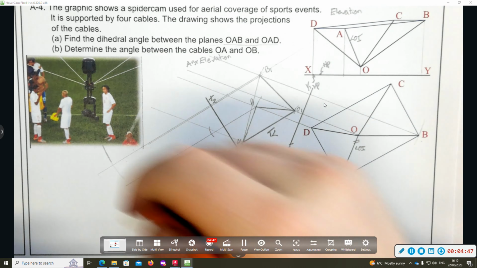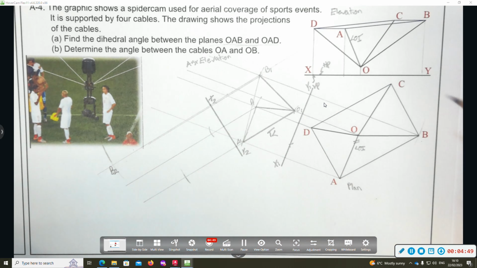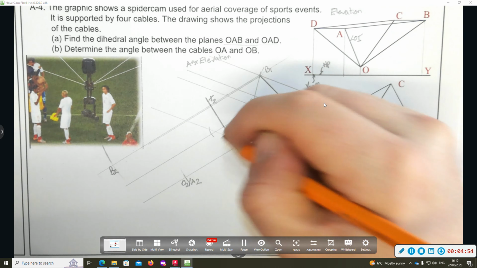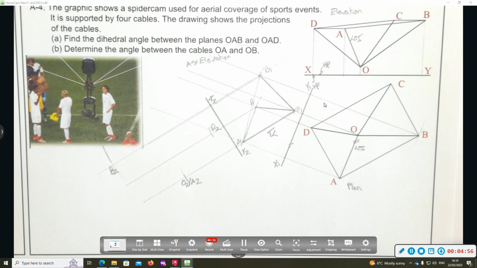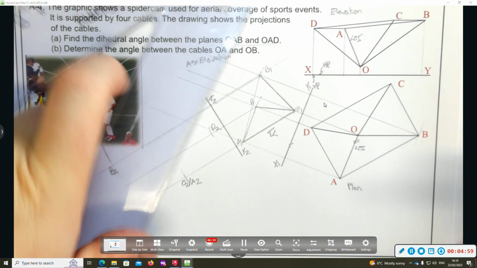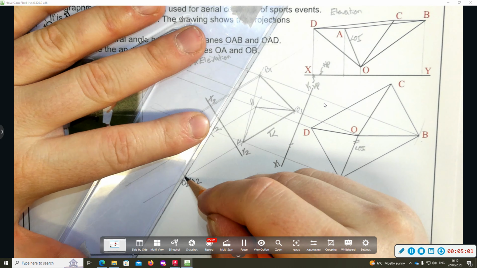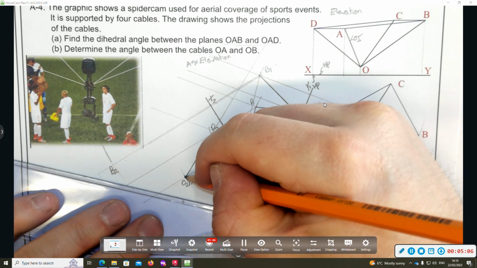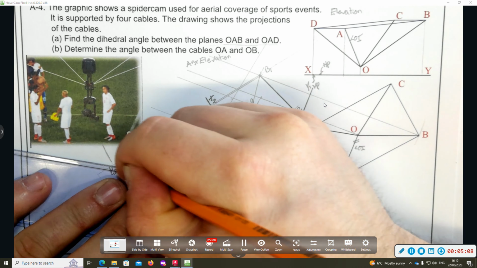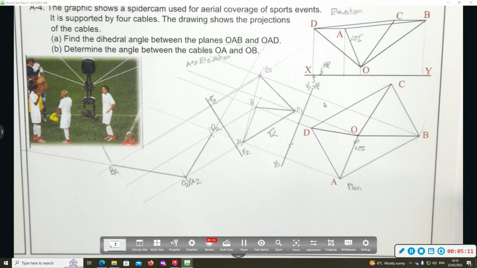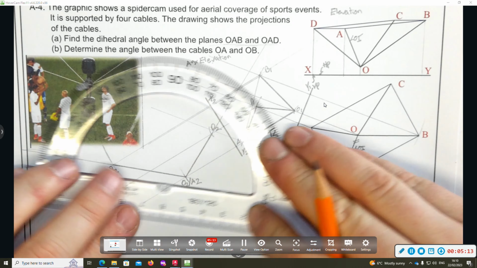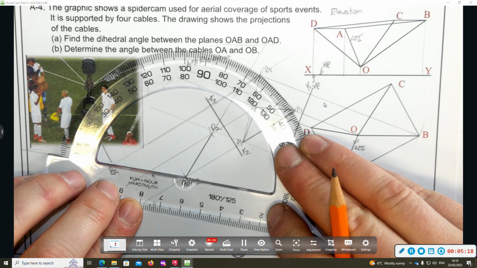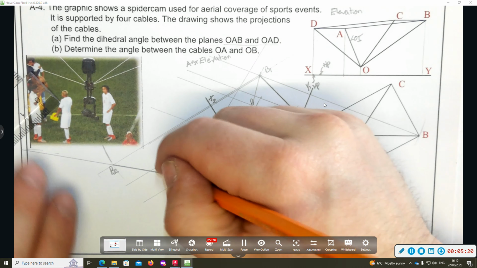Now, here's B2, O2, A2, and D2. Here's my dihedral angle. And then I can get my protractor and measure in my angle of 110 degrees.